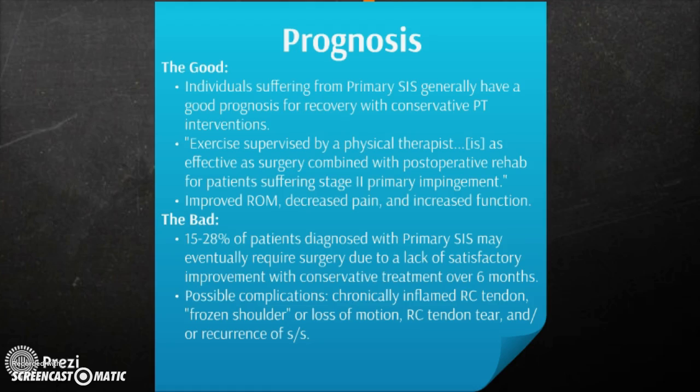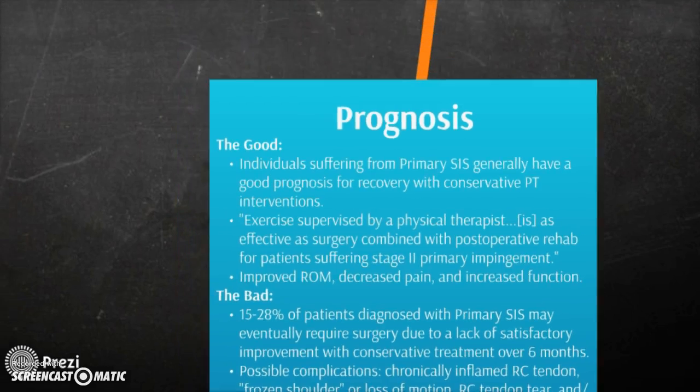However, it is estimated that 15 to 28% of patients who fail to make satisfactory improvements over a period of 6 months may eventually require surgery. Possible complications leading to this recommendation could include chronically inflamed rotator cuff tendons, frozen shoulder or loss of motion, rotator cuff tendon tear, and/or recurrence of signs and symptoms.